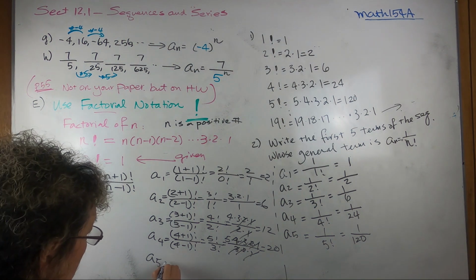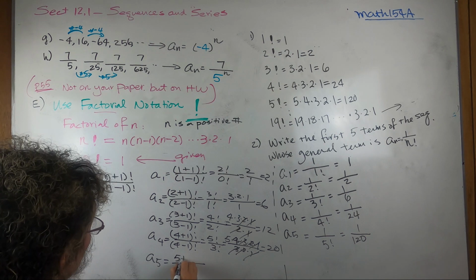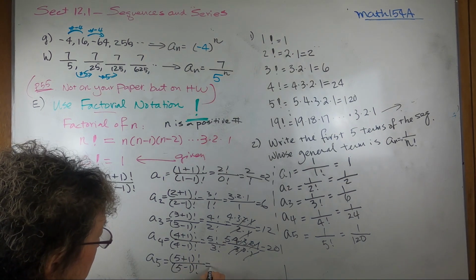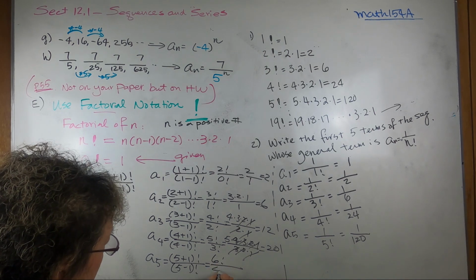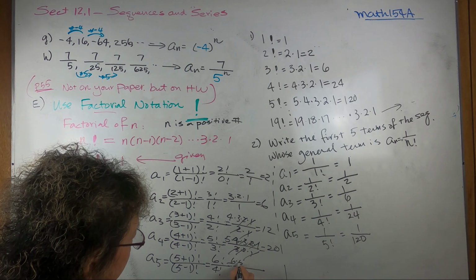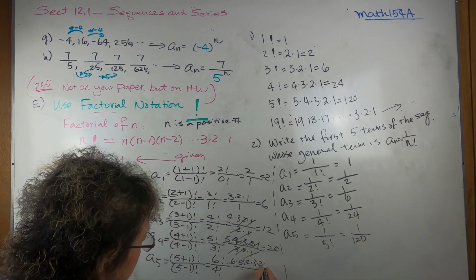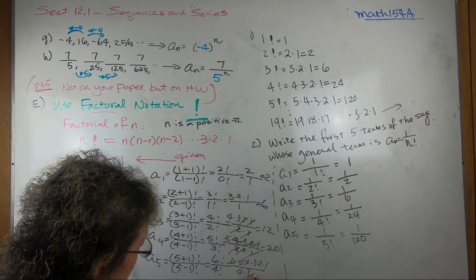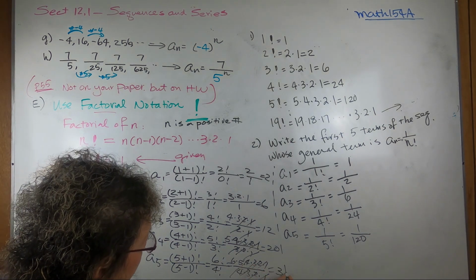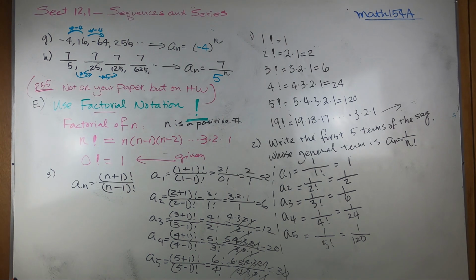Straightforward, right? So A5 would be (5+1)! over (5-1)!. That would be 6 factorial over 4 factorial. That would be 6, 5, 4, 3, 2, 1 over 4, 3, 2, 1. Cancel out. So what do we have? 30. Is that right?